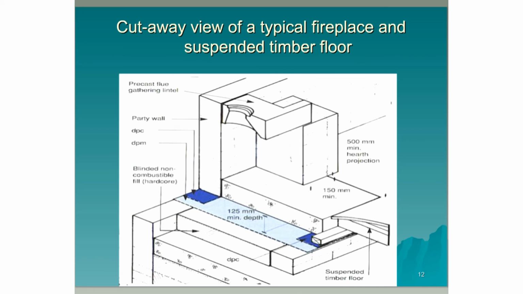On top of the fender wall at the front of the constructional heart we have the DPC. Then on top of that DPC we also have a wall plate, and then on top of the wall plate we have our suspended timber floor on top of our floor joists.